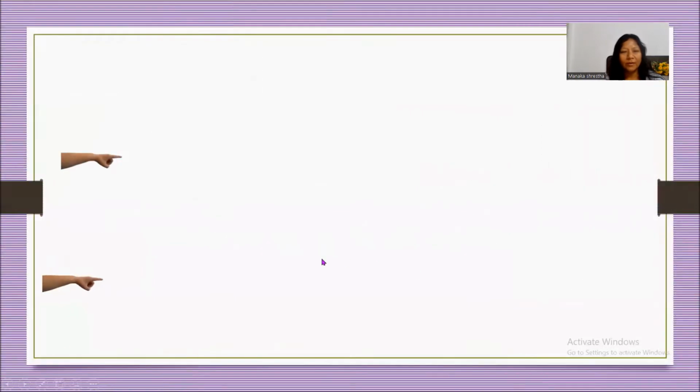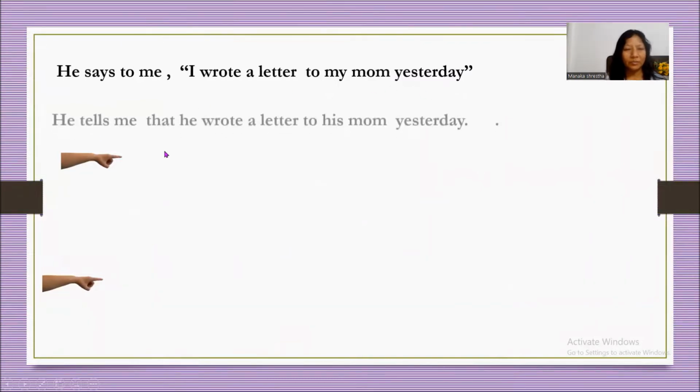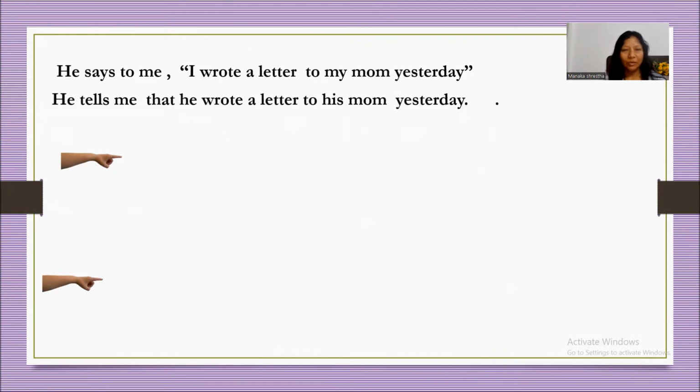And the next rule is here. He says to me, I wrote a letter to my mom yesterday. Reported speech is, he tells me that he wrote a letter to his mom yesterday. Before, you learned that tenses are changed and time adverbials are also changed. But here you find the tense is the same and the adverb of time is also the same. So why? Could you guess?